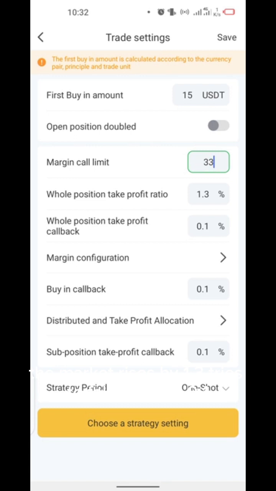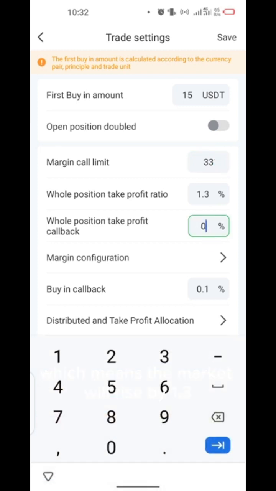The market rises by 1.3, tries to fall down by 0.1. Now, some people put a 0, which means the market will rise by 1.3 and it will not wait for any callback. If it gives 1.3, it will immediately sell. But others prefer having a callback to give a benefit of doubt to your robot. But it's up to you. You may decide to say, I strictly need 1.3, but if the market has momentum, still the robot can give you more than that.